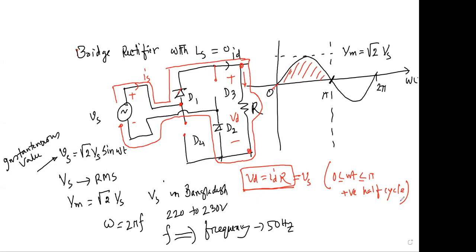So current will flow, and what will be the wave shape of the current? ID will be Vs by R. So what will be the wave shape of Vs? Can you follow it? Wave shape of Vs is sinusoidal, right? Yes, sir. Of course, the ID will also be sinusoidal.